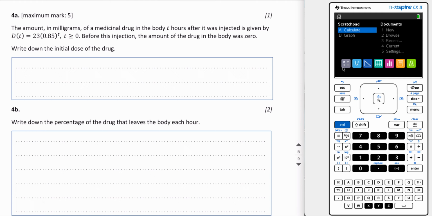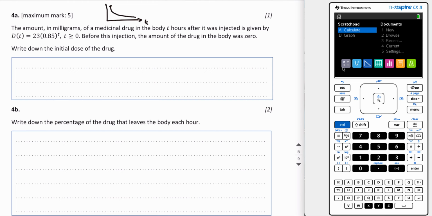Well, let's just think about what's happening with this question first. When t is 0, there is no drug in the body, which sort of makes sense. And then you have an injection, and there's going to be a lot within your body at that time. Your body's then going to break it down and break it down and break it down.